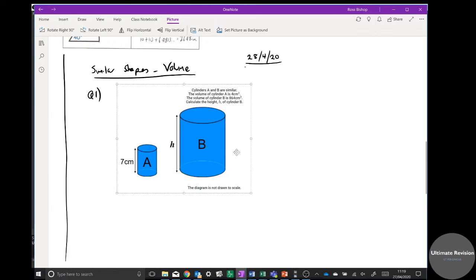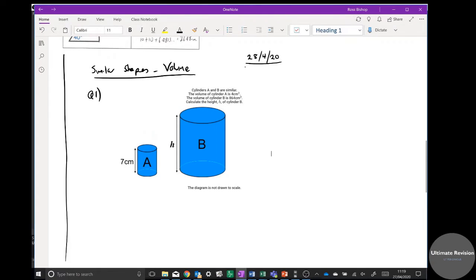It says cylinders A and B are similar. Has to say they're similar. The volume of cylinder A, so the volume of this one is 4 centimeters cubed, and the volume of this one is 864 centimeters cubed. And we're trying to find the height of the bigger volume.